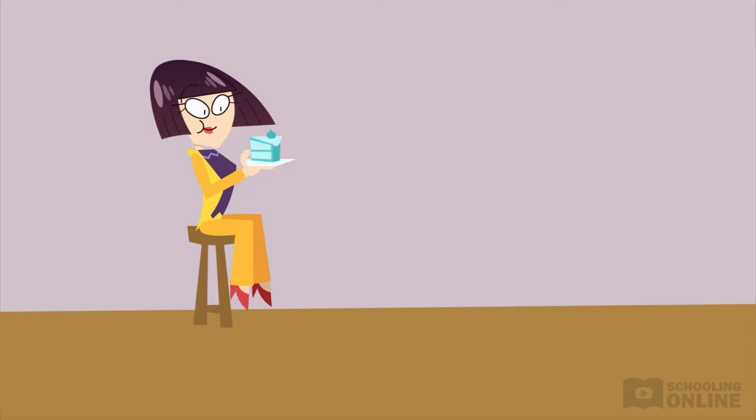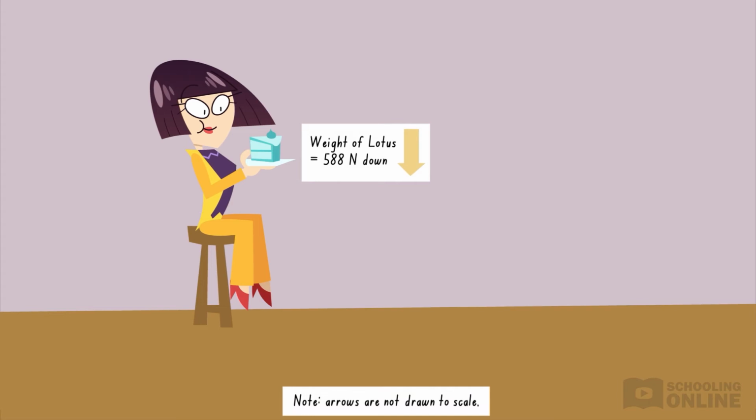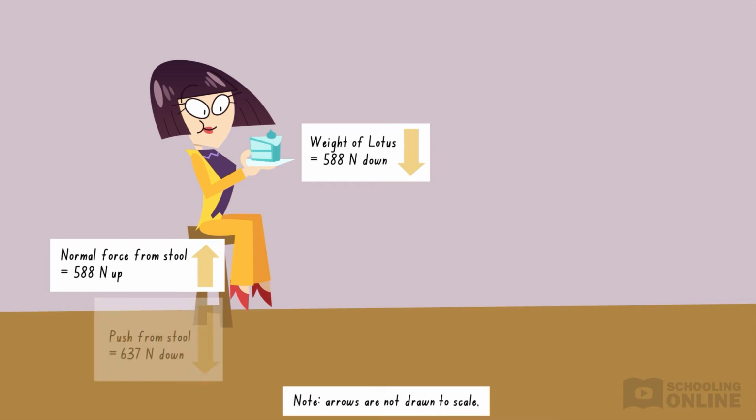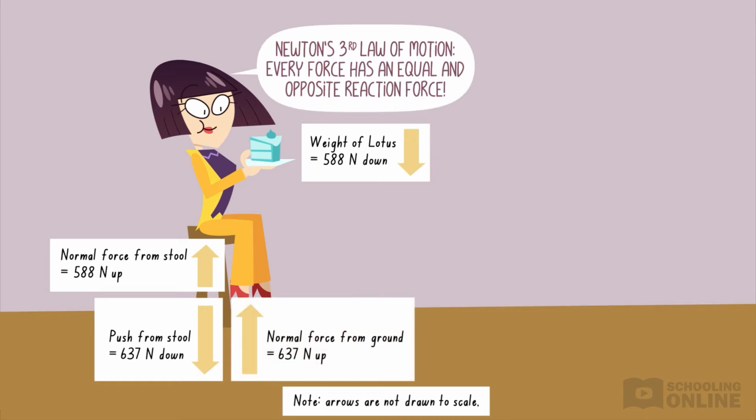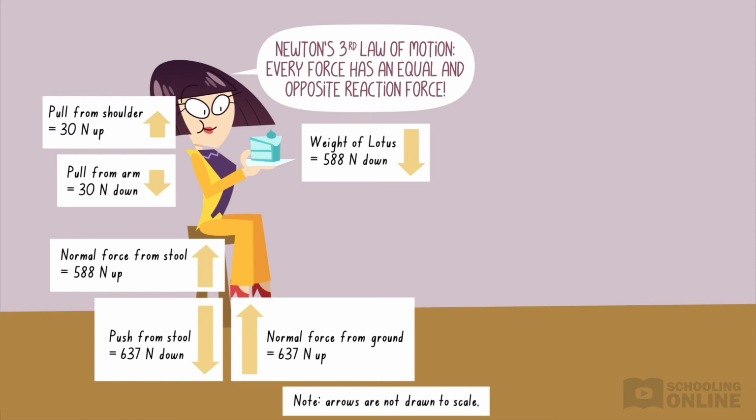To better understand these concepts, let's consider all of the forces involved when Lotus sits on a stool. She is pulled down due to Earth's gravity, and she is pushed up by the stool. The combined weight of Lotus and the stool push down into the ground. This is counteracted by a force from the ground, which pushes up against the stool. There are also forces holding Lotus's body together. For example, her arm has weight, so it pulls her shoulder down. Her shoulder pulls her arm up, so that it doesn't fall off.